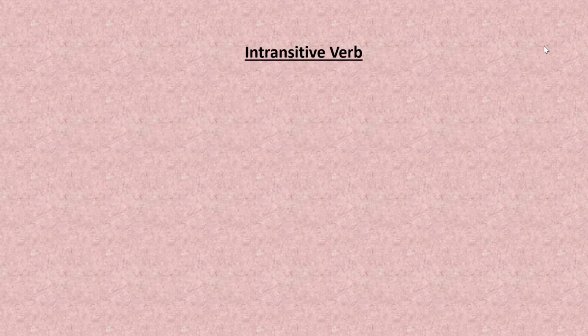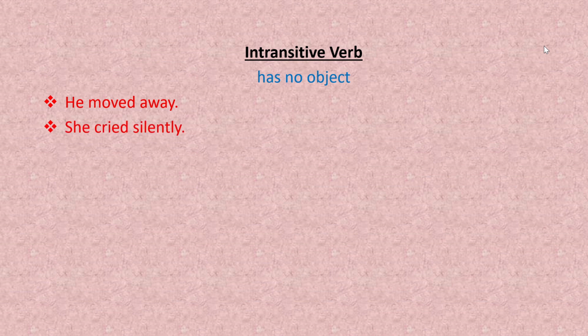Moving on to intransitive verbs. An intransitive verb does not have any object. Do remember, an object is always a noun or a pronoun. So in an intransitive verb, there is no object. For example, he moved away. There is no object here, so it is an intransitive verb. She cried silently. He jumped into the mud. In all these three sentences, there is no object. As there are no objects, these are all intransitive verbs.